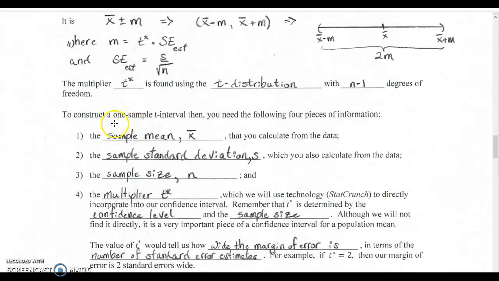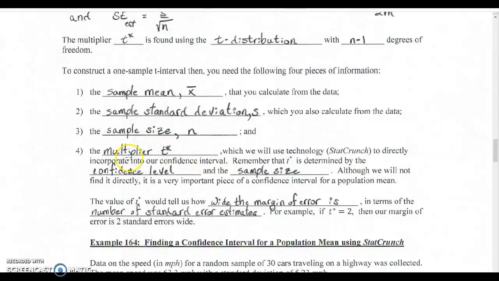So how to construct a one sample t interval. You need the following four pieces of information. You need the sample mean first, so we get that from our sample, of course, x bar. We need the sample standard deviation, get that from our sample, that's s. We need to know the sample size, n. And technically we would need to know the multiplier t star, but we will use technology, StatCrunch, to directly incorporate that into our confidence interval.